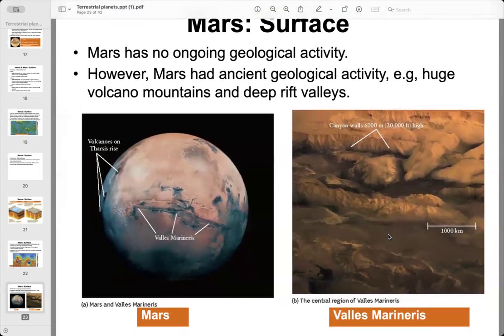Mars has huge volcanoes. In fact, it has the biggest volcanic mountain in the solar system, and it is called Olympus Mons.